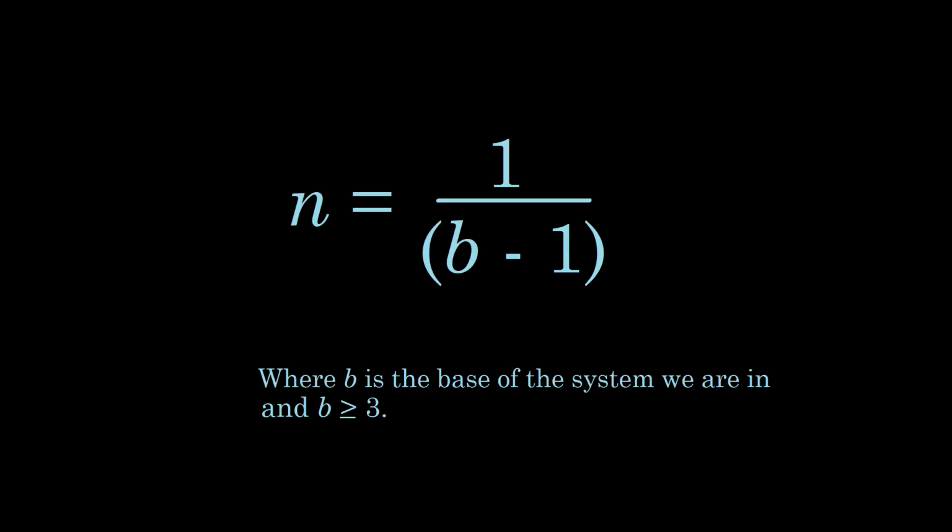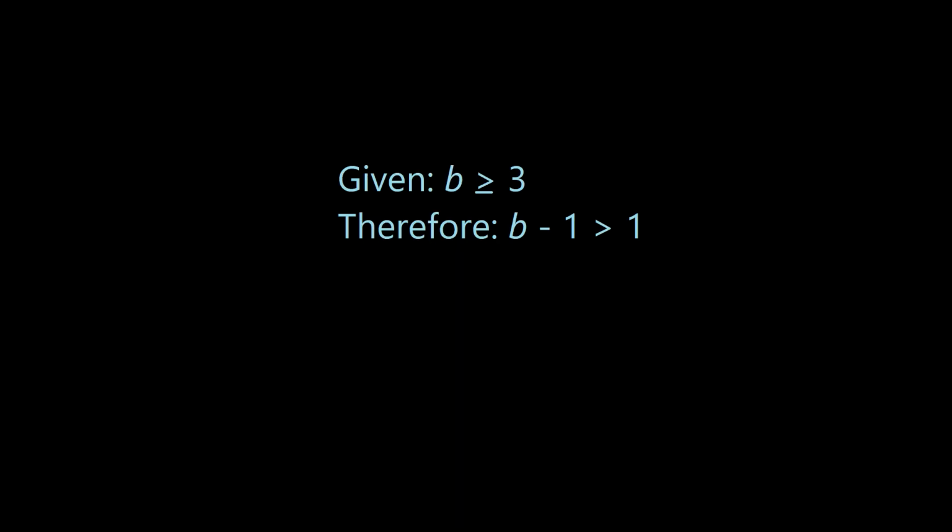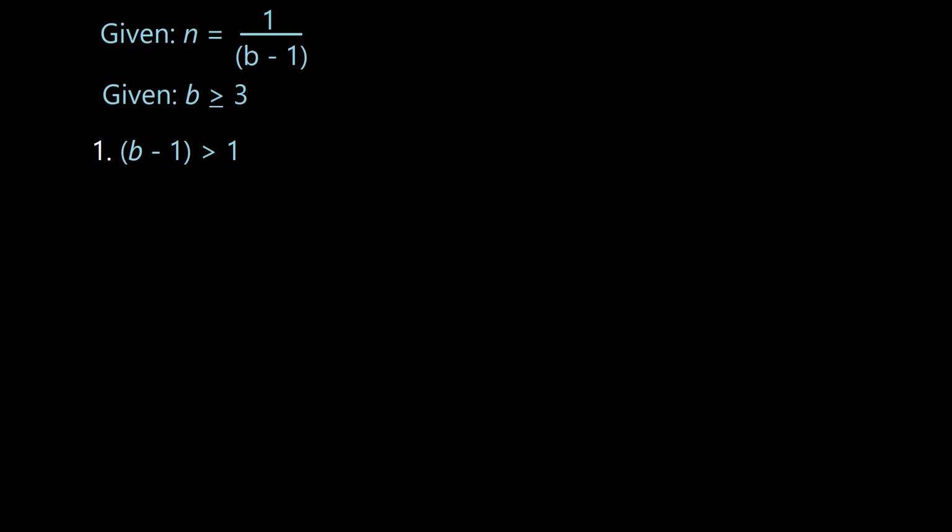So with that in mind, let me again look at our original equation. N equals 1 over the quantity b minus 1. Since b is 3 or greater, then we know that b minus 1 must be greater than 1. So let's write that in. Given n equals 1 over b minus 1, and b is a positive integer greater than or equal to 3. Let me be clear on that. So clearly, the smallest b that can be there is 3, and 3 minus 1 is 2. 2 is bigger than 1. So no matter what number we use for b, b minus 1 is necessarily greater than 1.